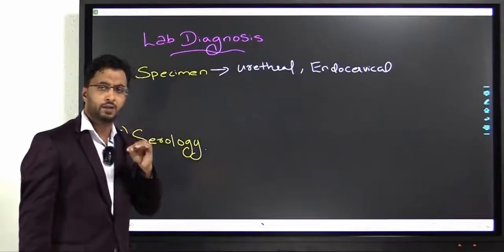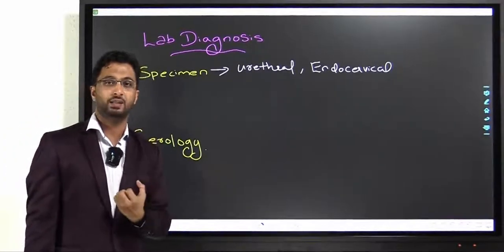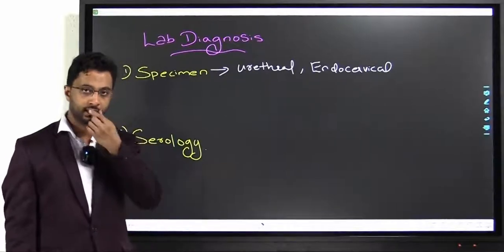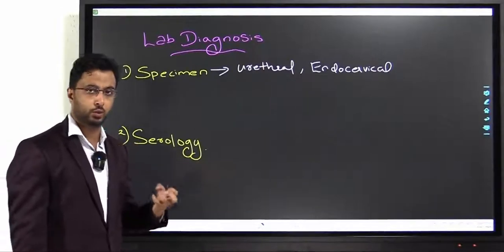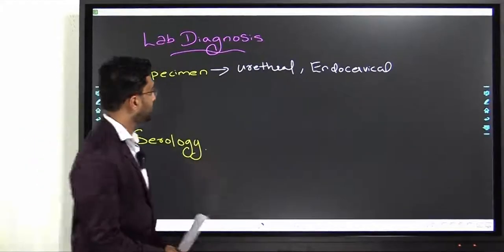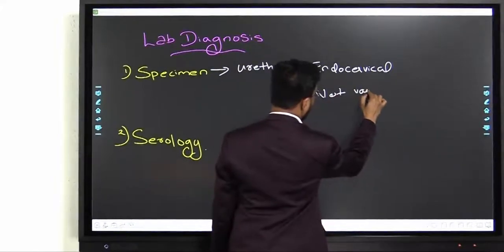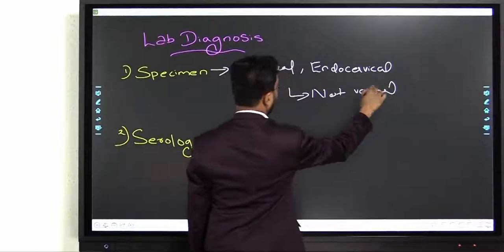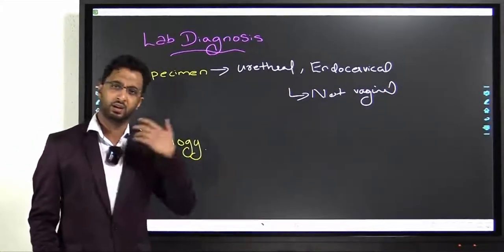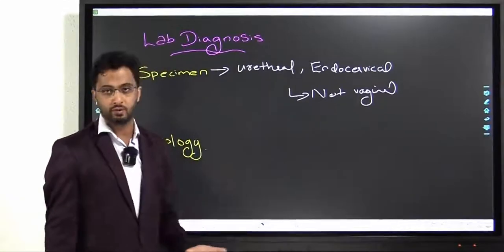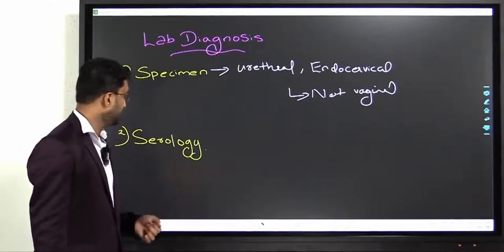Why? Because these organisms don't survive in the vaginal region because of the high acidity of the vaginal secretions. So they can't survive. As I told you, they have strict growth conditions. So this is important, not vaginal. They'll ask, a swab is taken for gonorrheal infections from which of the following sites? They'll give you urethral, endocervical or periurethral, whatever, but one option will be vaginal. So it's never vaginal.